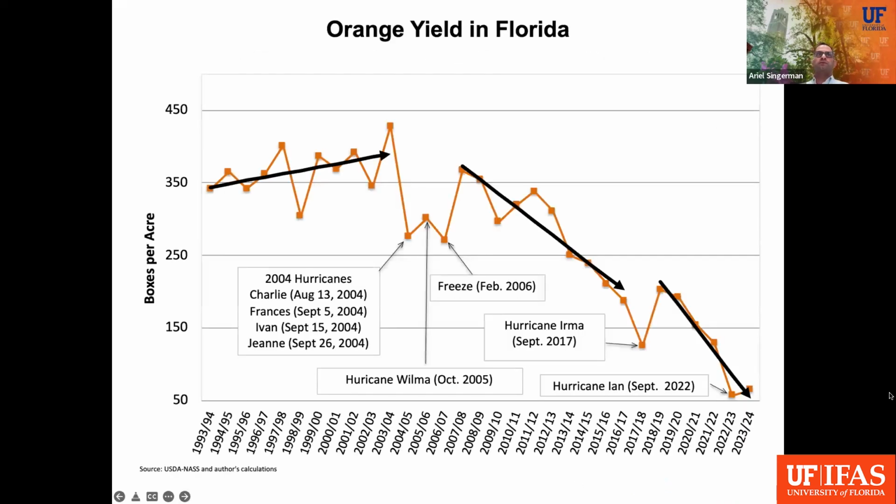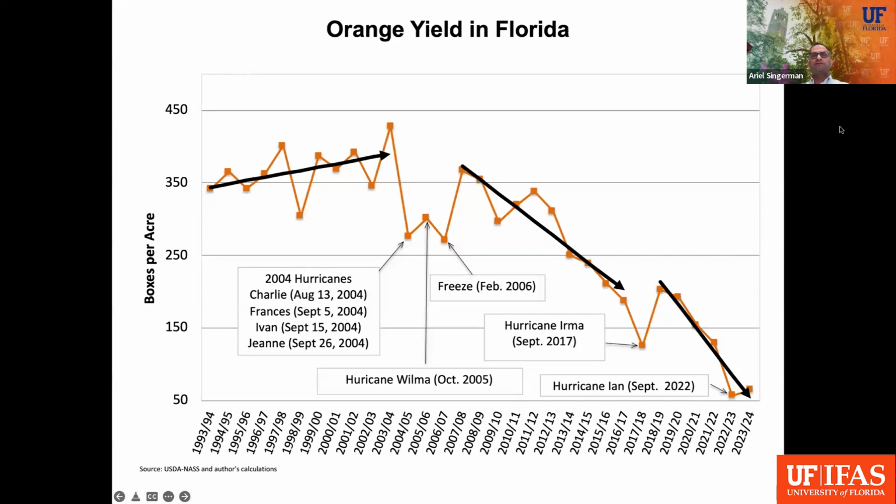So in this first graph, what we see is orange yield in Florida. On the vertical axis, we have boxes per acre. And on the horizontal axis, we have seasons going from 1993-94 to 2023-24. So 30 years of data. And you can see that I divided this period into three. The first sub-period goes from 1993-94 to 2003-04. So that is prior to HLB. And what that black line over the yield data denotes is that yield on trend was increasing.